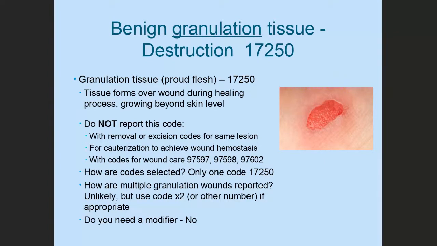You also don't use it to report cauterization to achieve wound hemostasis, and with codes for wound care. So how are these codes selected? Well, this is easy. There's only one code, 17250. How are multiple granulation wounds reported? Again, this is unlikely, but you can do it times 2 or 3 or whatever if appropriate. Do you need a modifier? No.